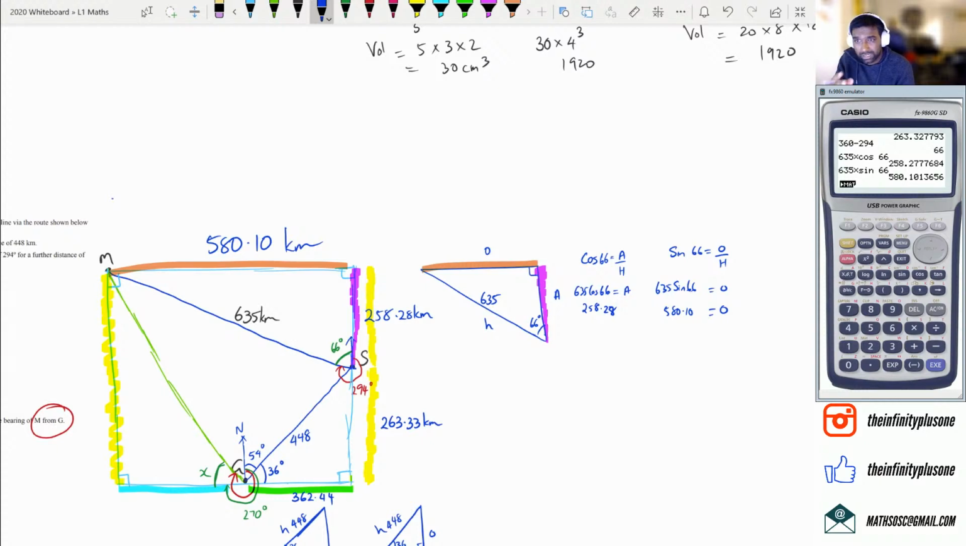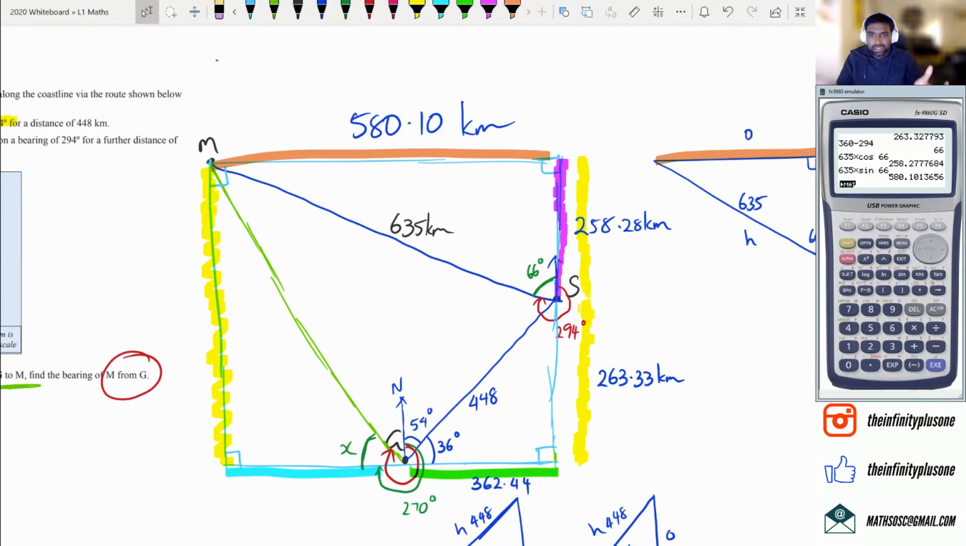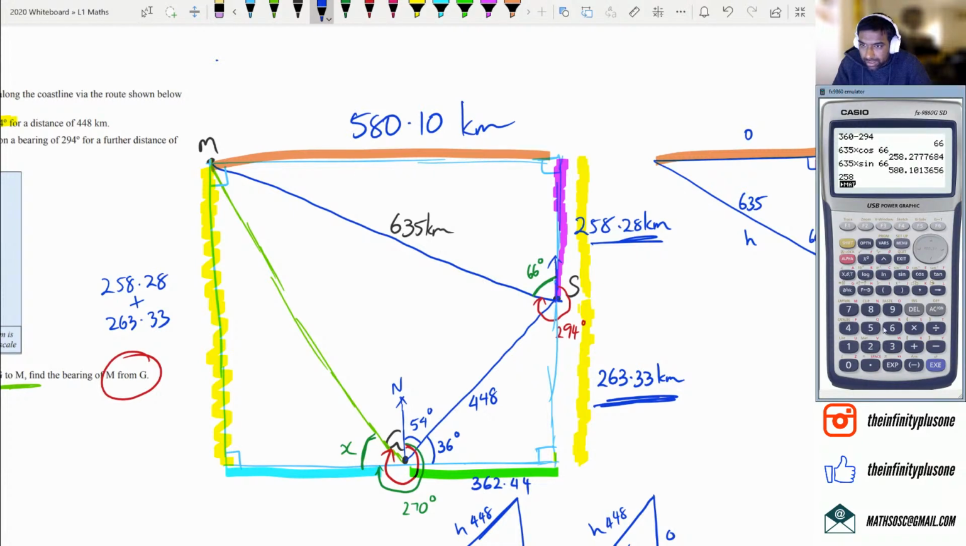All right, guys, let's keep going because we're nearly finished with this question. By drawing it in this big rectangle, I'm hoping you can see how to calculate the yellow on the left-hand side and the light blue at the bottom. The yellow on the left-hand side is going to be 258.28 plus 263.33. Yes, this live stream will be saved, guys, so you can catch up later.